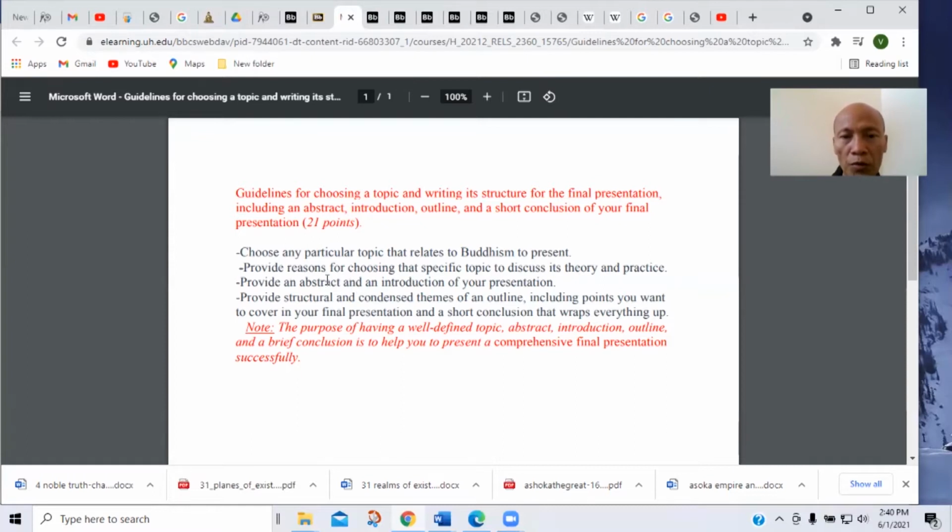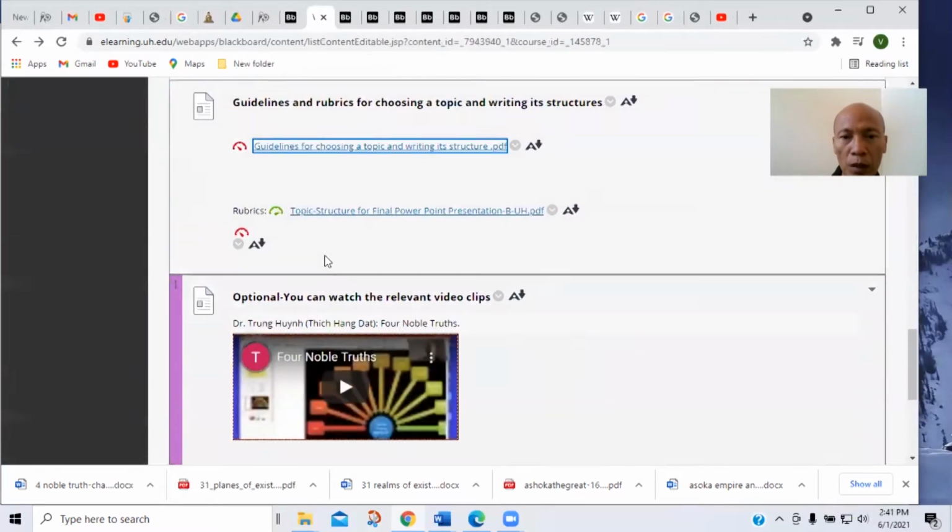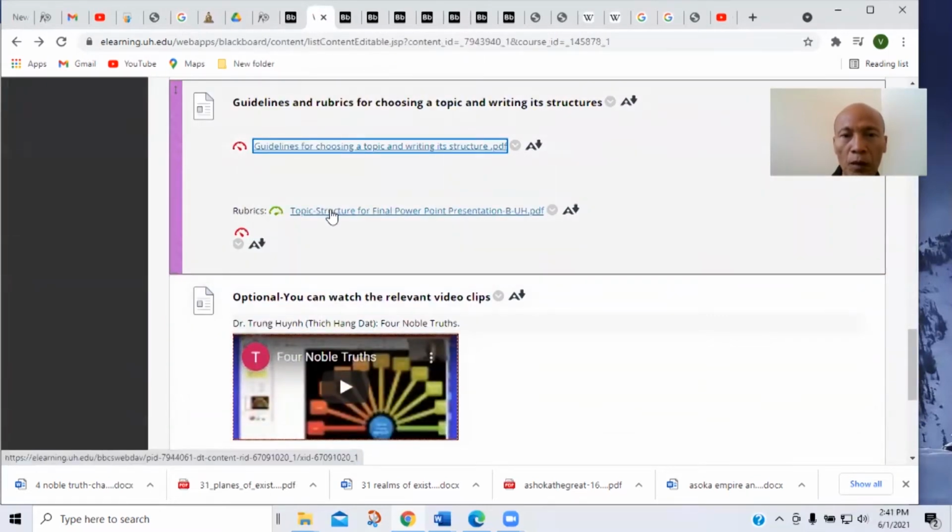So you provide the reason why you choose this topic, provide an abstract, an introduction, a structure and condensed theme of the outline, and a short conclusion that wraps up everything. The purpose of having a well-defined topic, abstract, introduction, outline, and a brief conclusion is to help you better prepare for a comprehensive final PowerPoint presentation successfully. So these are the guidelines, and this is the structure.